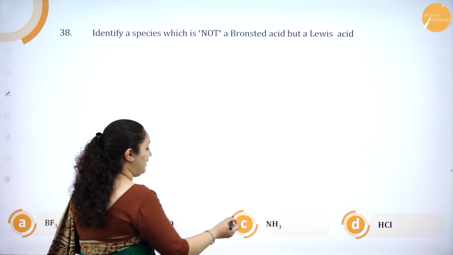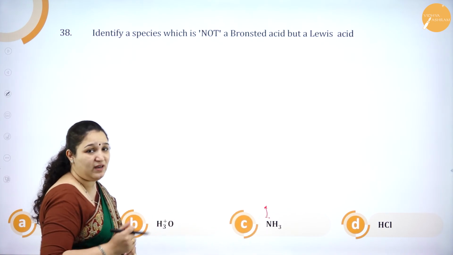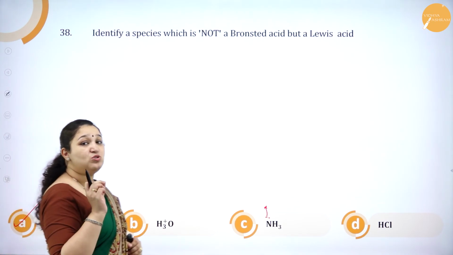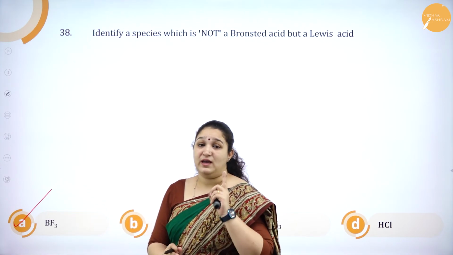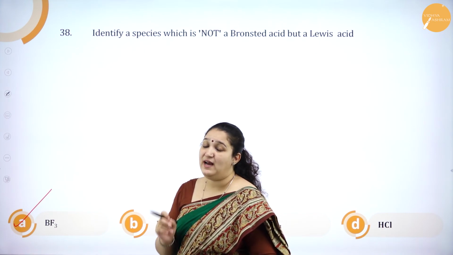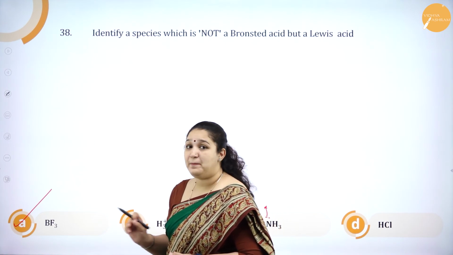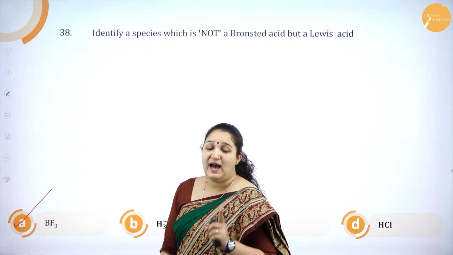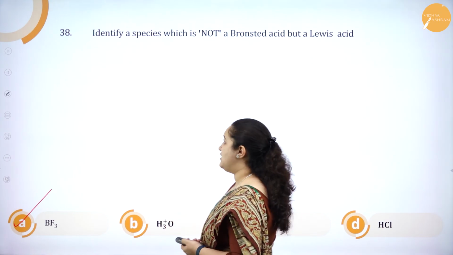NH3 has a lone pair of electrons, so it can donate a pair of electrons and is a Lewis base. The answer should be BF3 because there is no H plus ion to behave like a Bronsted acid, but boron has not completed its octet. It can accept a pair of electrons and act as a Lewis acid. So I hope you have understood. BF3 is not a Bronsted acid but it is a Lewis acid as it can accept a pair of electrons. We'll see the next question.